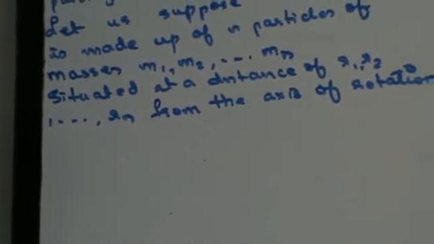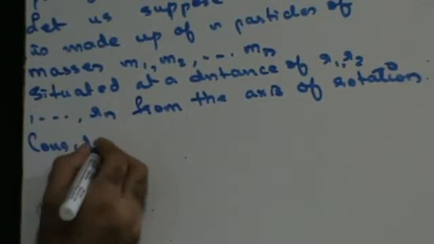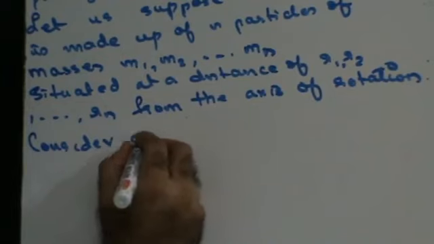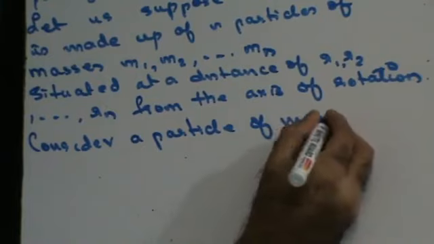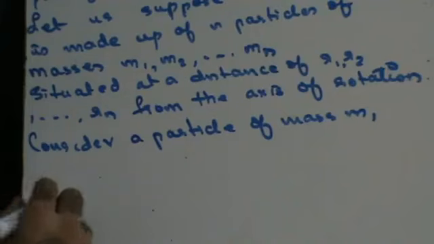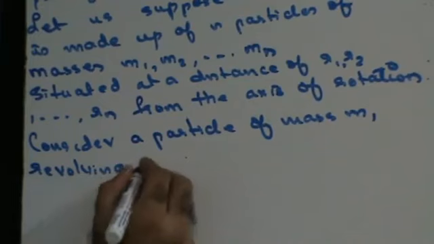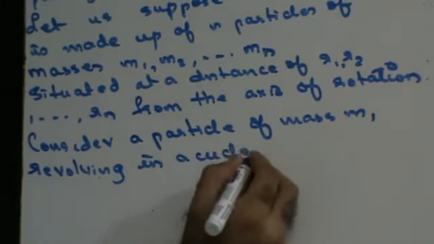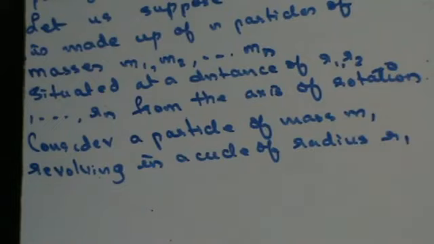So let us consider a particle of mass m1. Now, as the body is rotating, that particular particle will be moving in a circle, right? Revolving in a circle of radius r1.